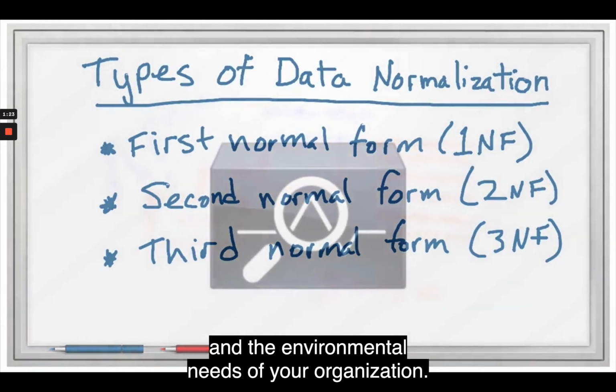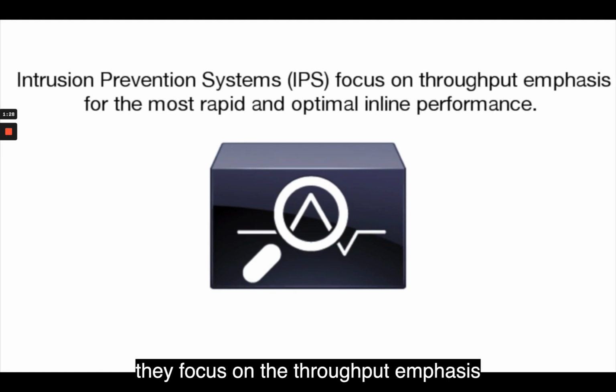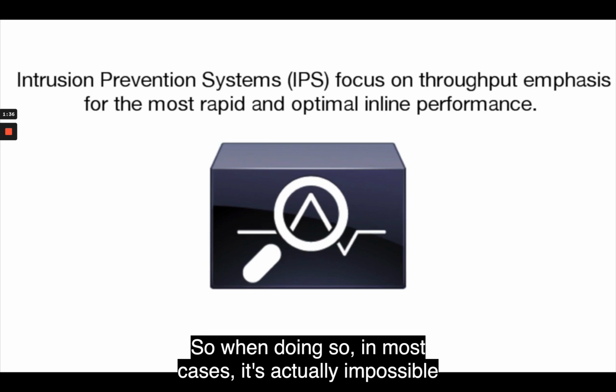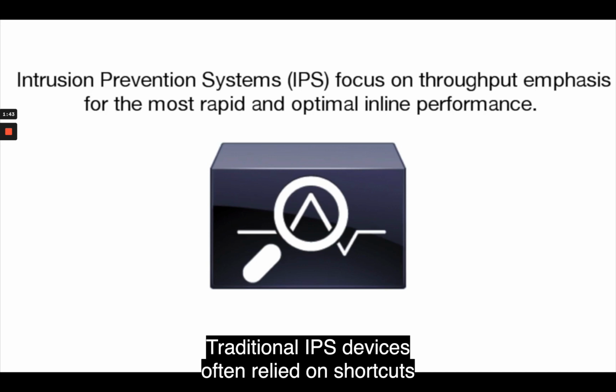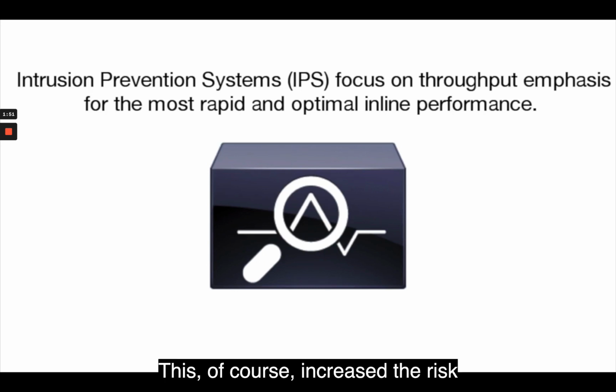And these categories can continue to increase in forms and complexity depending on the requirements and the environmental needs of your organization. In the case of intrusion prevention systems, they focus on the throughput emphasis for the most rapid and optimal inline performance, right? So when doing so, in most cases, it's actually impossible for full normalization to take place, right? Traditional IPS devices often relied on shortcuts that only implement partial normalization and partial inspection. This, of course, increases the risk of evasion techniques, right? Or evasions of that IPS system.